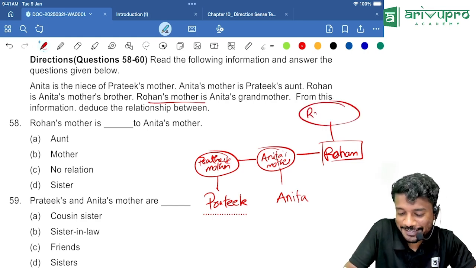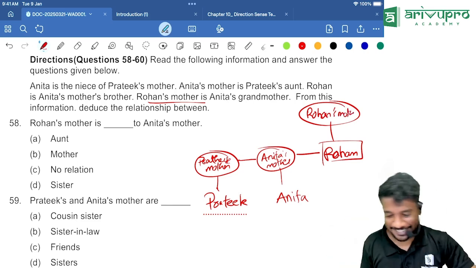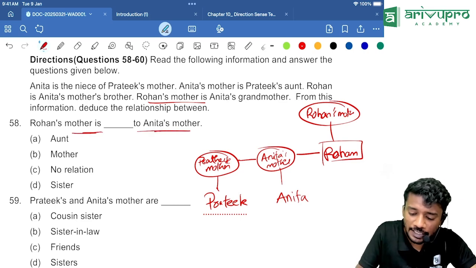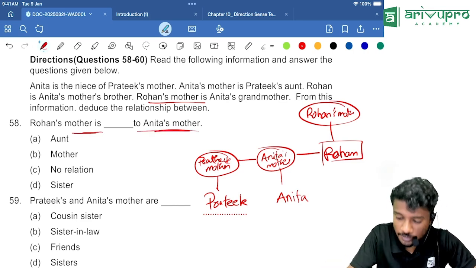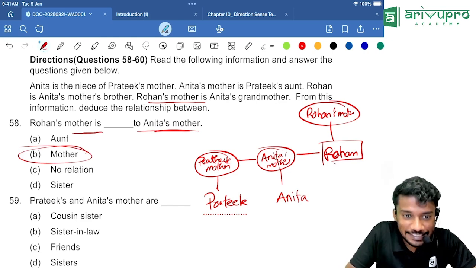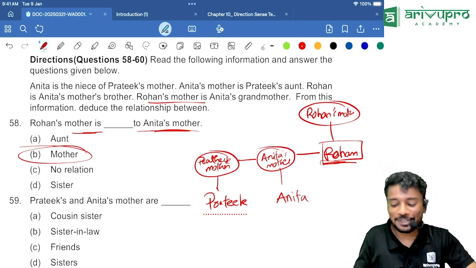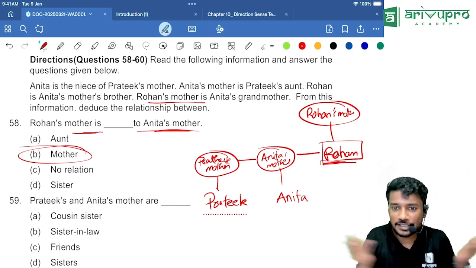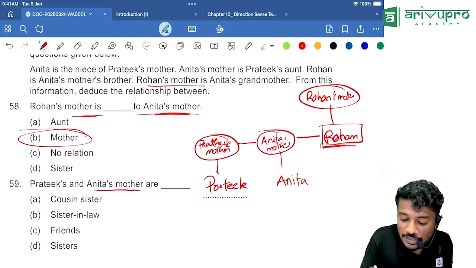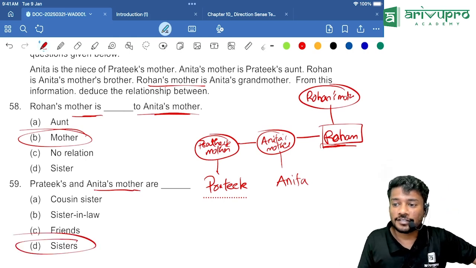Yes, true. Good. Rohan's mother is Anita's grandmother. What is the answer? Rohan's mother is Anita's mother only. They are siblings. Then Pratik's and Anita's mothers are sisters. There is no relation.